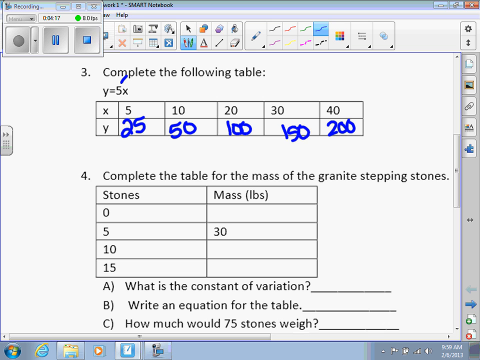Right there. See the constant right there? There it is. Draw an arrow. There's your constant. It was given to you in the equation.